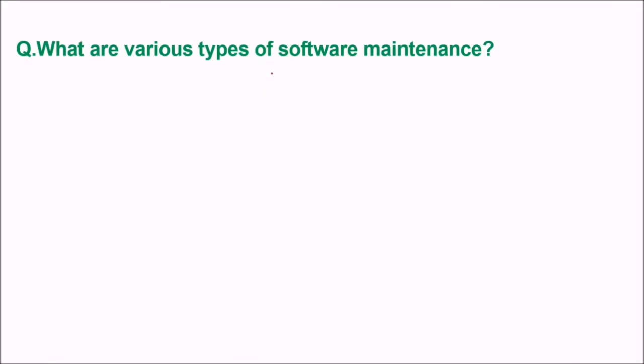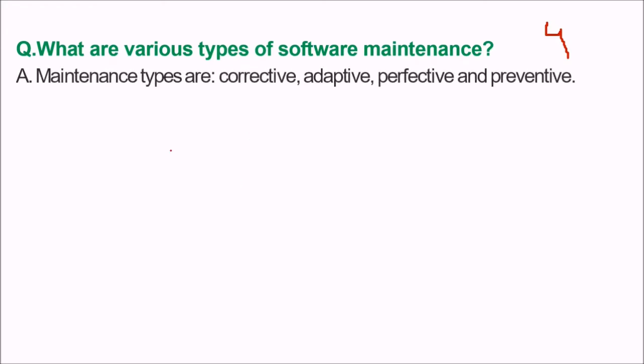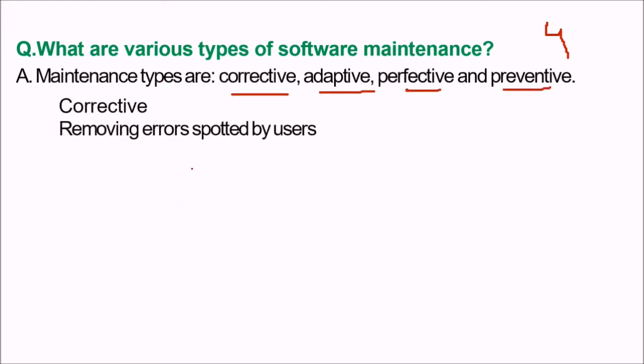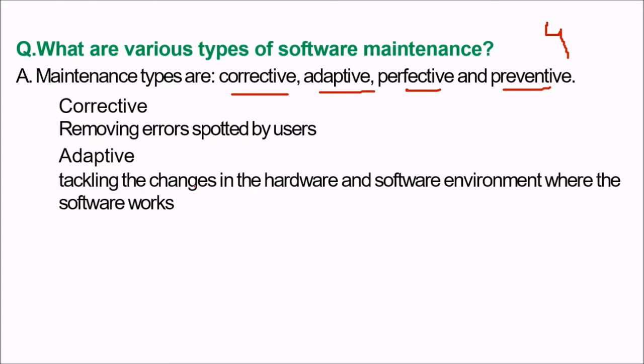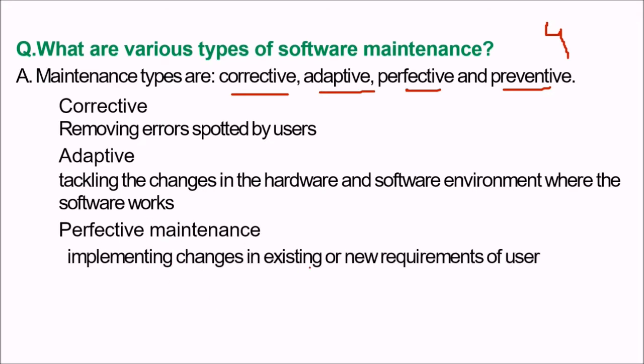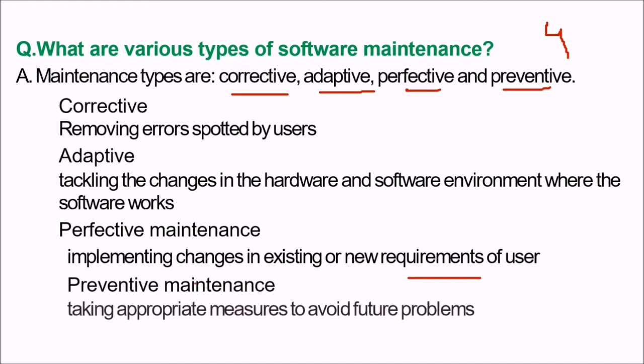What are the various types of software maintenance? There are four types of software maintenance: corrective, adaptive, perfective, and preventive. Corrective is removing errors spotted by the users. Adaptive is adapting to changes, tackling the changes in the hardware and software environment as the software works. Perfective is making it more perfect, to increase its efficiency, implementing changes for new requirements of the user. And preventive means taking appropriate measures just to avoid any future problems.